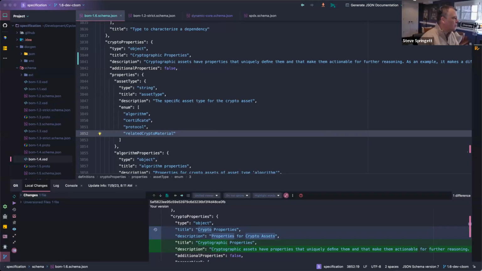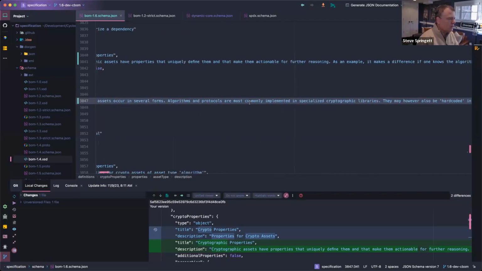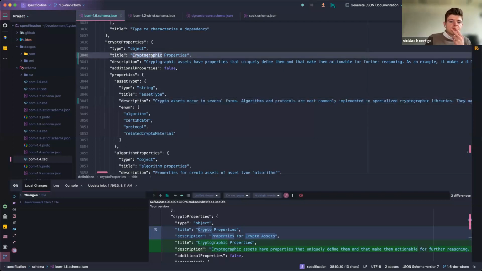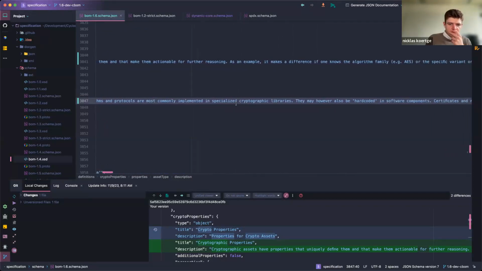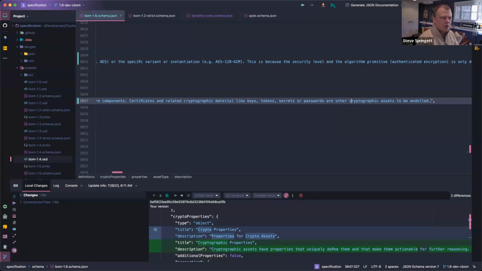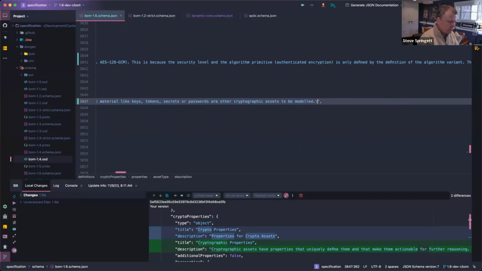Modeling cryptographic assets occur in several forms. Oh, perfect. So this is the sentence that you're talking about, right? Yes. Okay. And then what was the order? Algorithm, certificate, protocol. Yes.